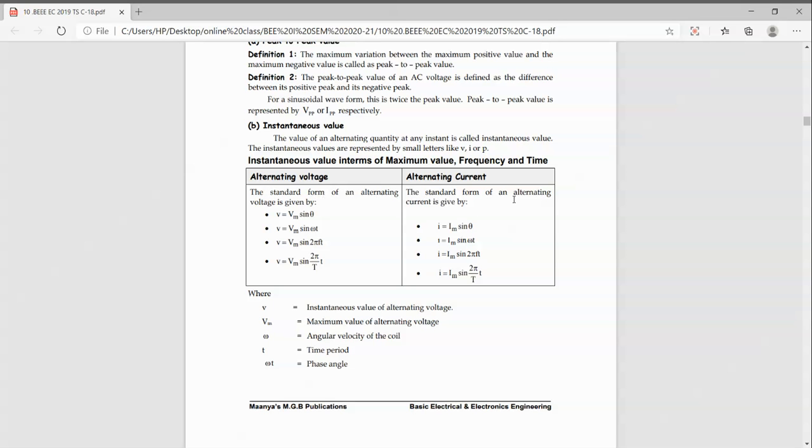The same can be written for a current in the same form. Small i is the instantaneous current, and capital I maximum is the maximum value, that is the amplitude, into sine theta: I maximum sine omega t, I maximum sine 2 pi f t, I maximum sine 2 pi t by T. These are all the same. Small v is the instantaneous value, Vm is the maximum value of an alternating quantity, omega is the angular velocity, t is time, and omega t is the phase angle.